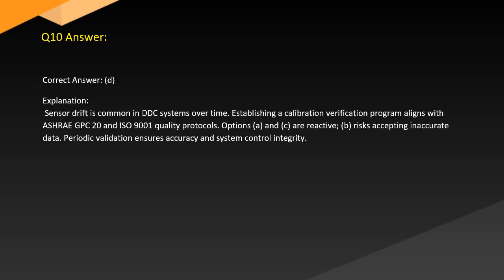Answer. Correct answer: D. Explanation: Sensor drift is common in DEC systems over time. Establishing a calibration verification program aligns with ASHRAE GPC 20 and ISO 9001 quality protocols. Options A and C are reactive. B risks accepting inaccurate data. Periodic validation ensures accuracy and system control integrity.